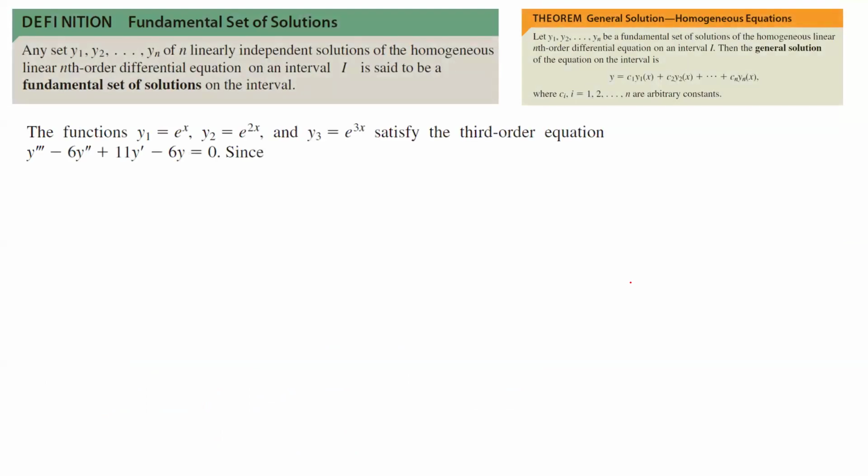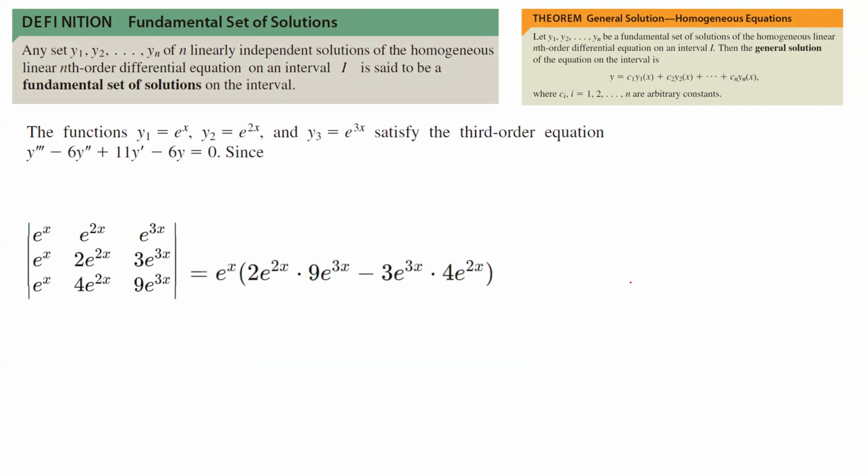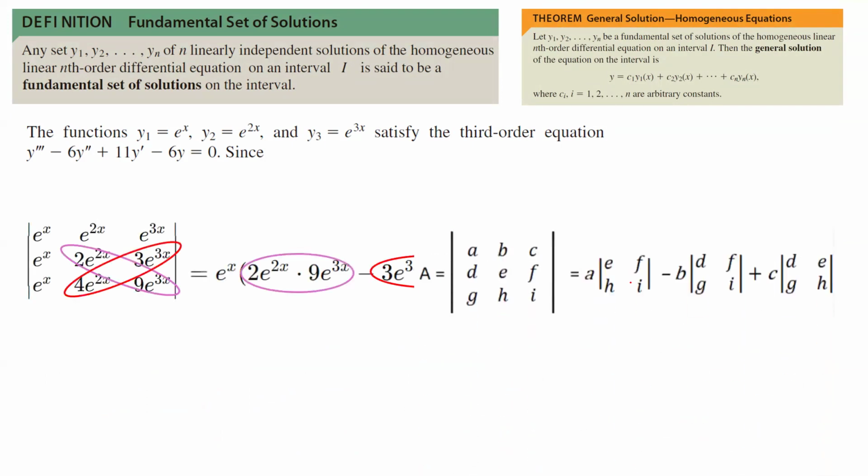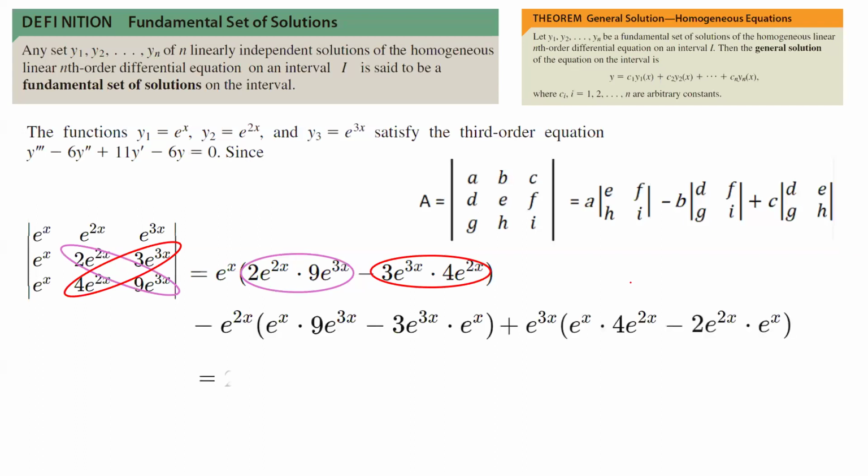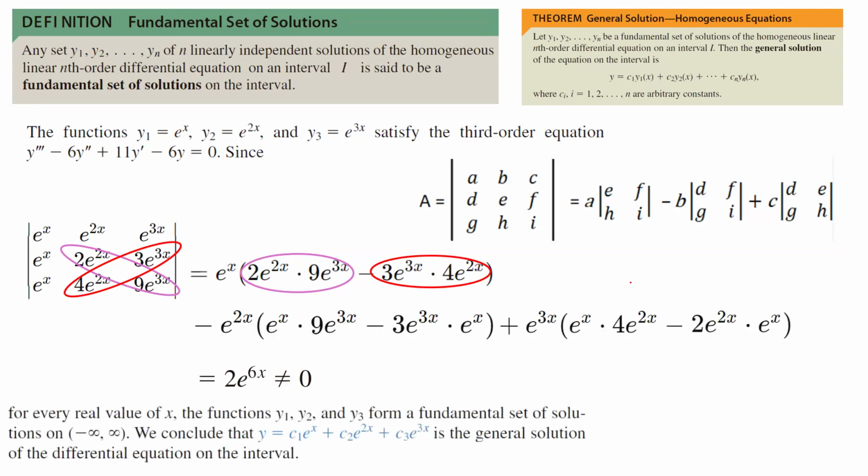For example, recall that we showed e to the x, e to 2x, and e to 3x are solutions for the following homogeneous differential equation. We showed that the Wronskian is non-zero and they are linearly independent from each other. And then we showed that y equals c1 e to the x plus c2 e to 2x plus c3 e to 3x is a general solution for this homogeneous differential equation. And again, remember that all of y and the derivatives of y are on one side and you have 0 on the right-hand side.